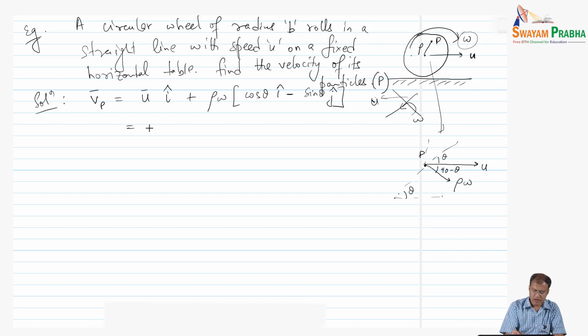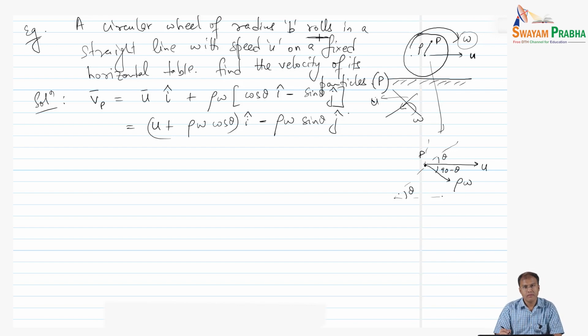And we see that this is equal to u plus rho omega cos theta i hat minus rho omega sin theta j hat, right? Okay. So then we also have to include the fact that the wheel is rolling, right? So it means that there is no friction between the wheel and the fixed road. The disc is rolling, the wheel is rolling.